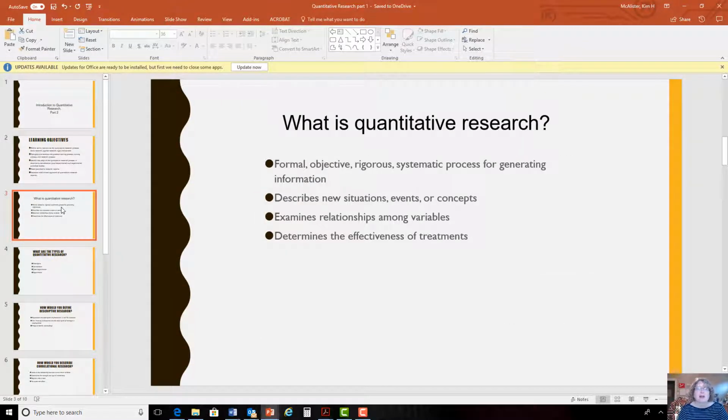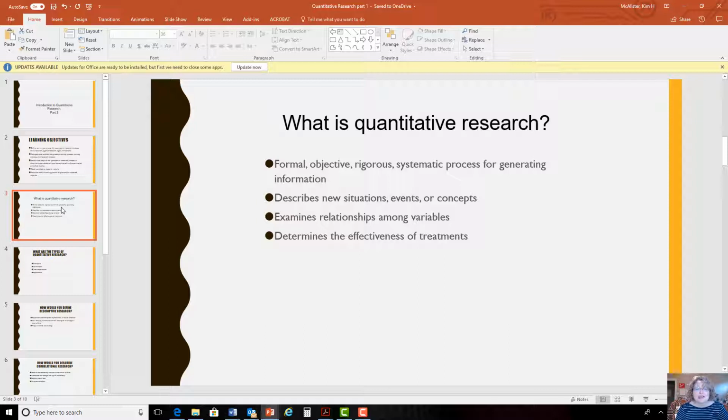So we're going to talk about what quantitative research is. Quantitative research is very formal, objective, it's rigorous. We're looking at statistical data. We're not looking at feelings or opinions or doing surveys about how things have impacted you. That's the qualitative research that we'll talk about in the next lecture set.